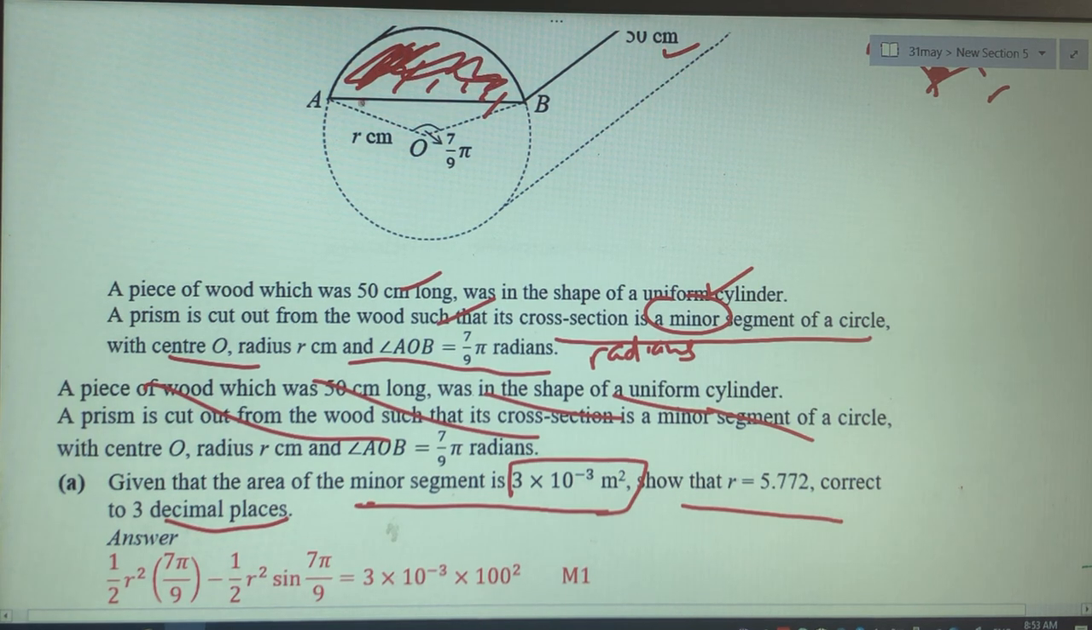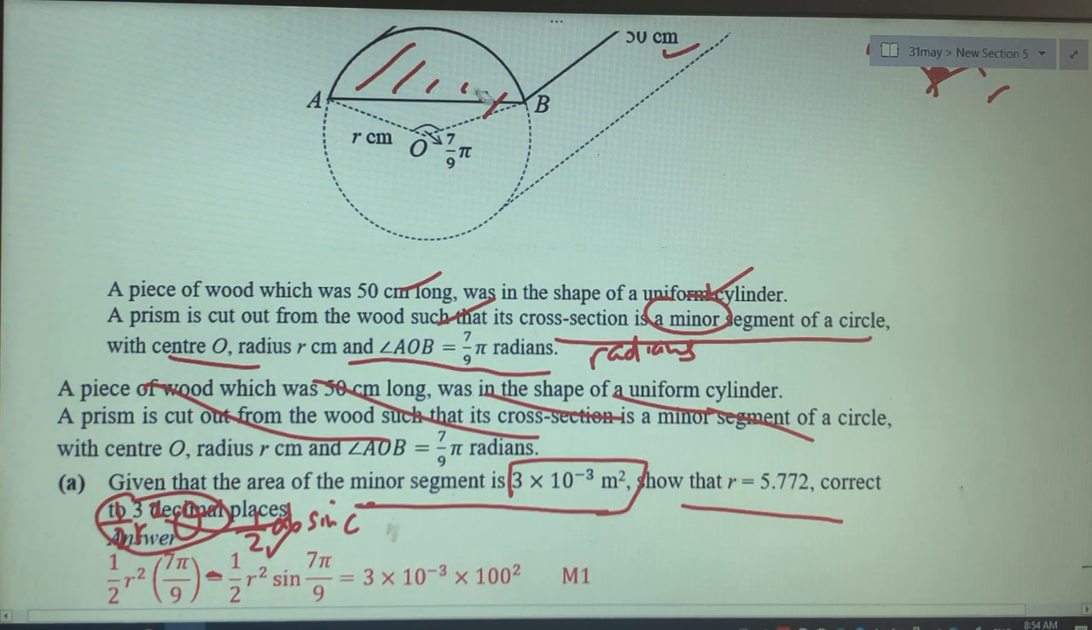So, you can actually find this area using half R square theta. Half R square theta is this whole sector. Okay? Minus this is half A, B, sin C. You remember your trigo, you learned what? This triangle, right? Half A, B, that's R times R, so R square, sin of this, correct or not? Big minus the small, you get this shaded part. Alright? So what I need to do is to equate it to this.